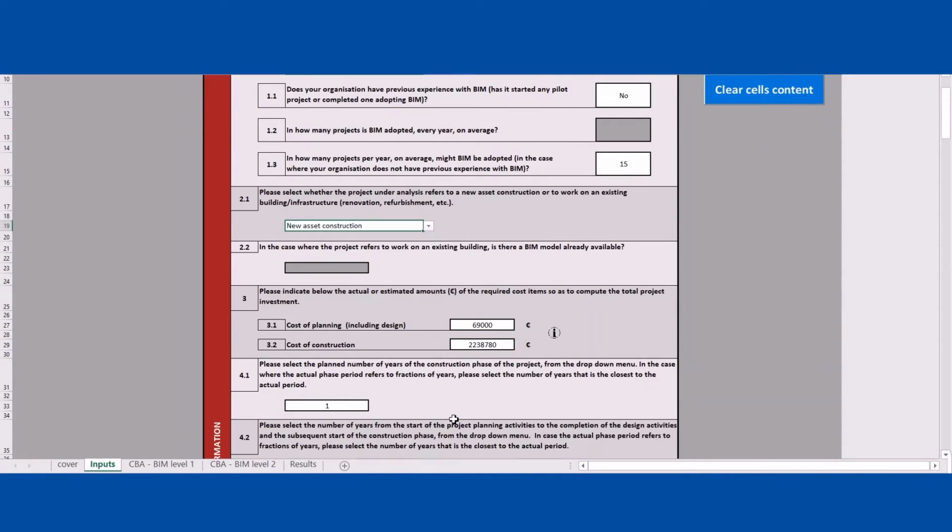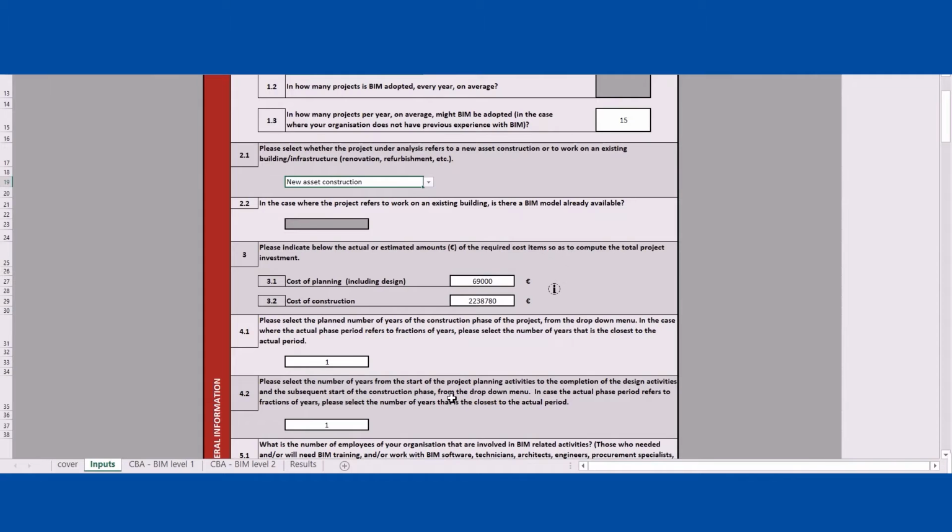The following questions require us to select the number of years, as close as possible to the actual time necessary for the construction stage of the project, and the number of years necessary to carry out the project planning and design activities. Let's assume our project requires 1 year for the completion of the construction stage and 1 year for the planning and design phase.